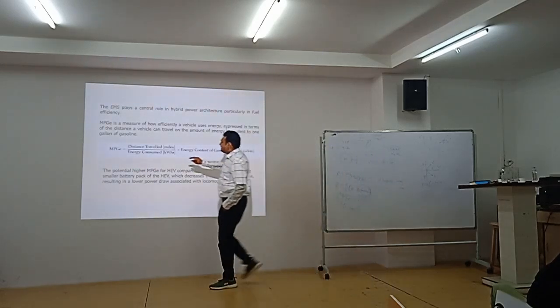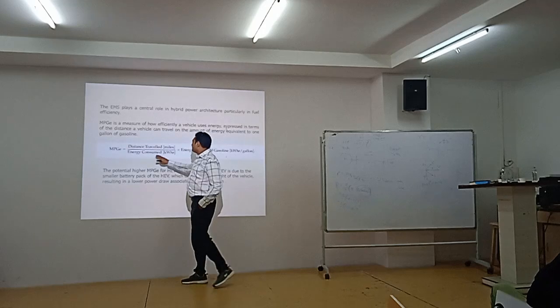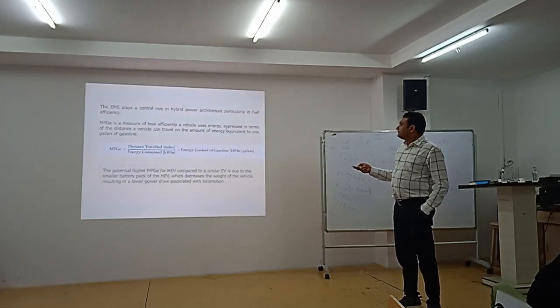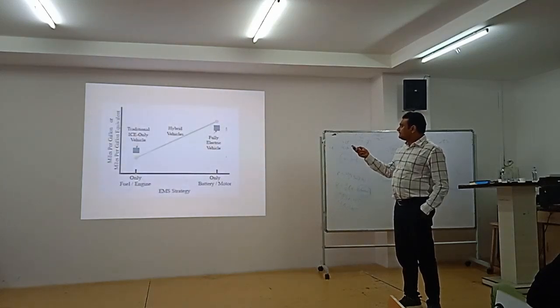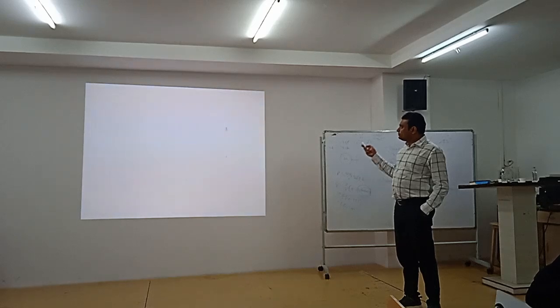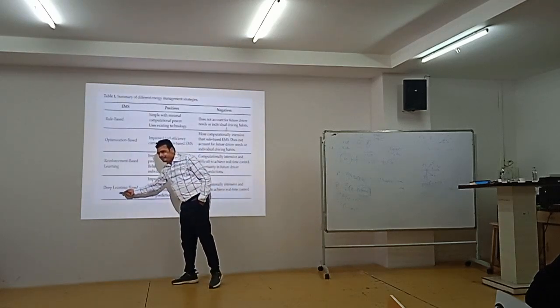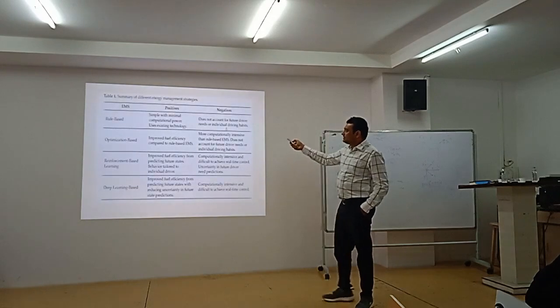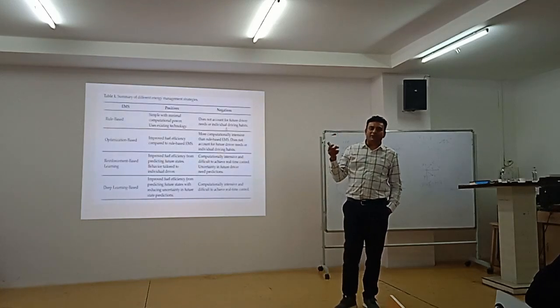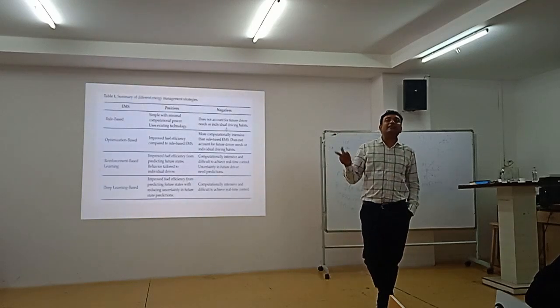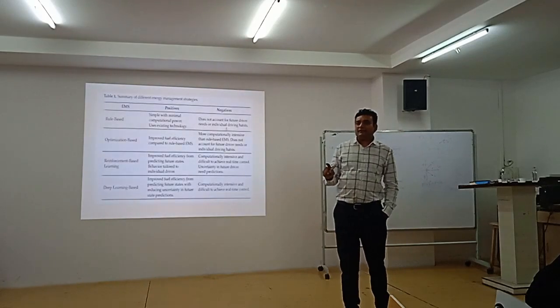So this is MPG, distance traveled per energy consumed into energy content of gasoline, right? This is the balance between traditional ICE, fully electric and hybrid vehicle, right? So it shows that the hybrid vehicle to some extent wins. There is a limitation of pure EV, there is a limitation of ICE. This is EMS. So one can go in this area: deep learning based EMS, right? Rule based, optimization based, reinforcement based, and deep learning. So if you want to pick up a topic, then EMS, deep learning based energy management system in HEV. This is one of the probable and competitive areas right now.